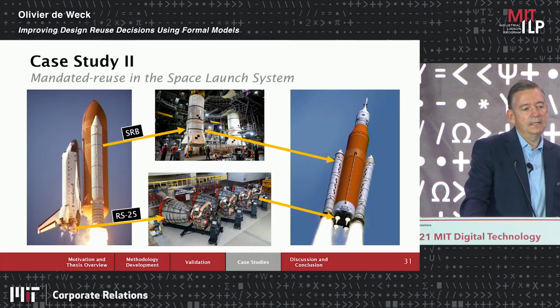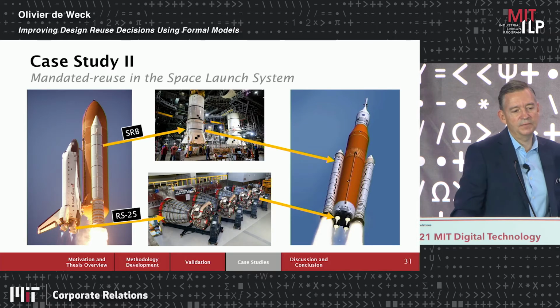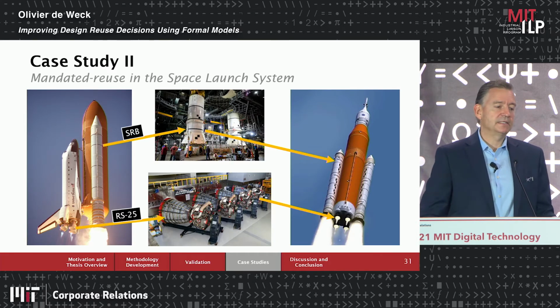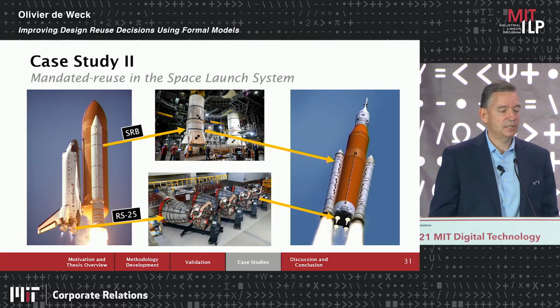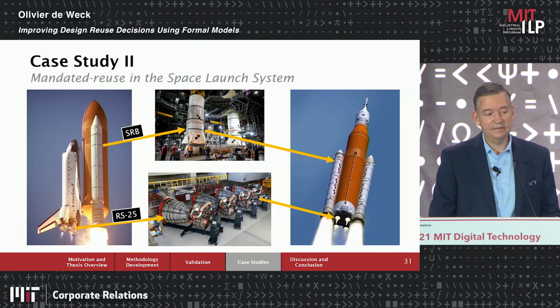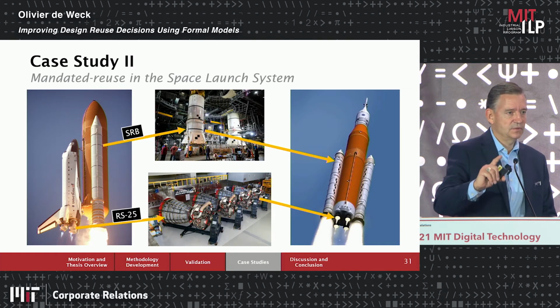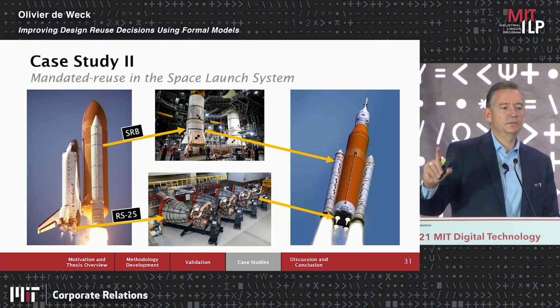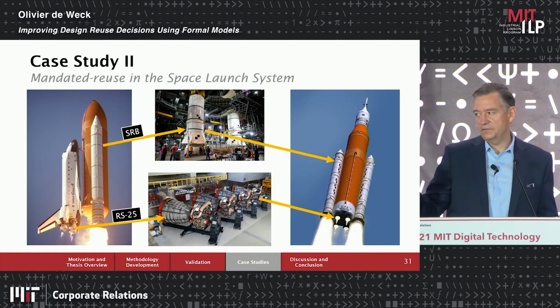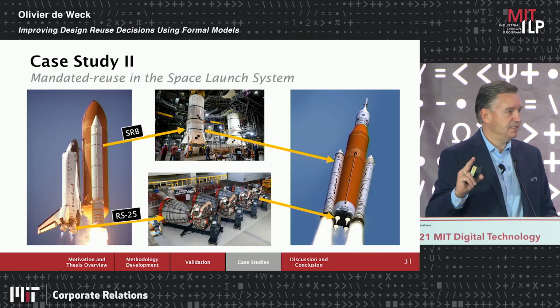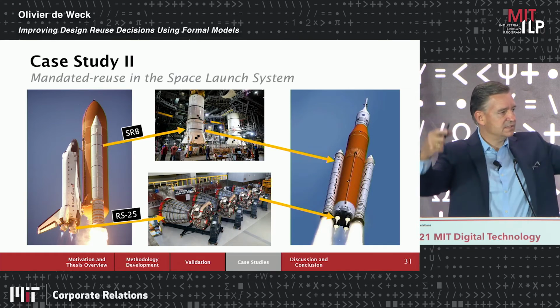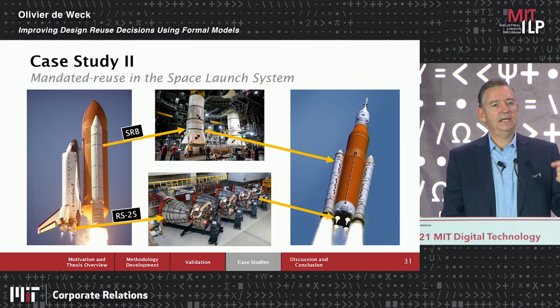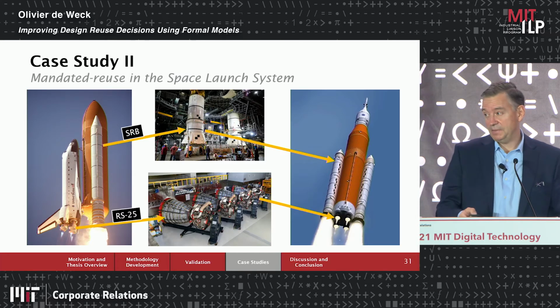But this is basically the heavy lift launch vehicle that the US government has been working on and building with contractors to replace the space shuttle that retired 10 years ago in 2011. And what Congress did, so this is congressionally mandated reuse. Congress said, you will reuse two major parts of the space shuttle. The SRBs, which are the solid rocket boosters you see on the side, and the space shuttle main engines, which are the RS-25. So that was congressionally mandated.